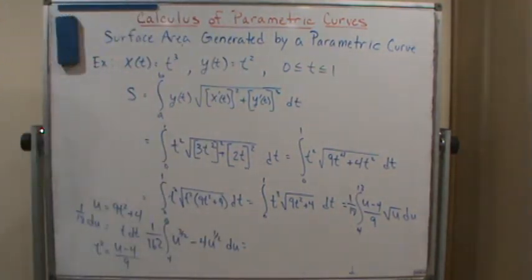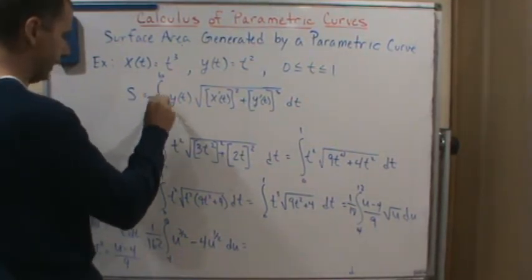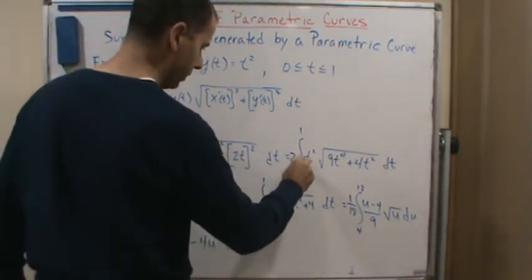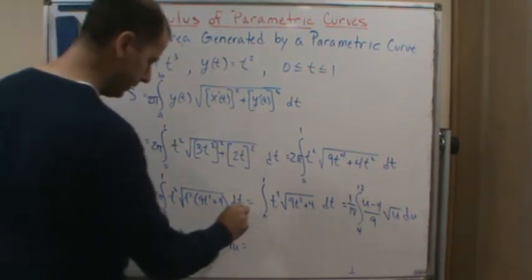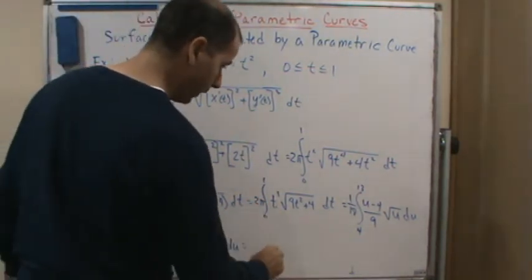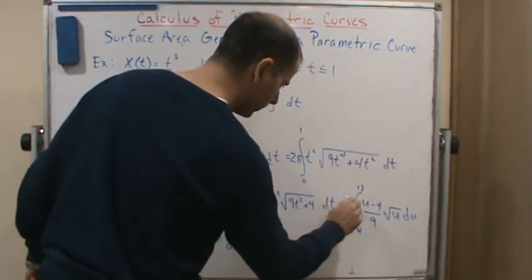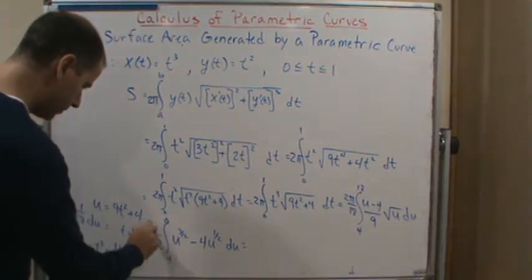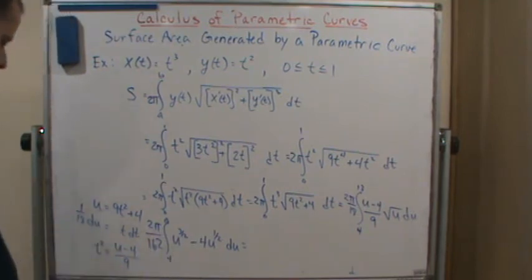And so, oh, I keep dropping this 2 pi. Sorry. Don't forget the 2 pi. So I'm going to end up with 2 pi over 162, du.